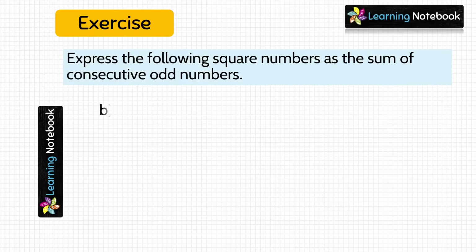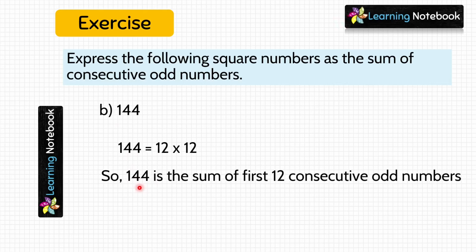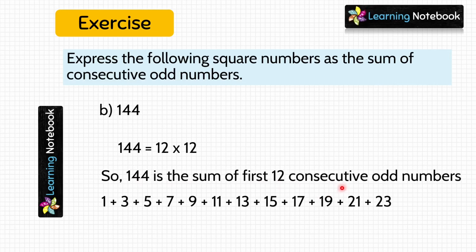Next is 144. Now we know 144 is the square of 12. That is 144 equals 12 into 12. So 144 is the sum of first 12 consecutive odd numbers. So let's write 144 as sum of first 12 consecutive odd numbers.